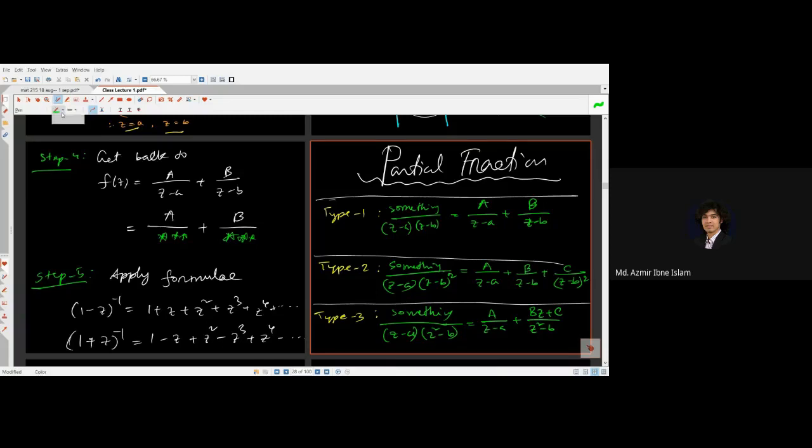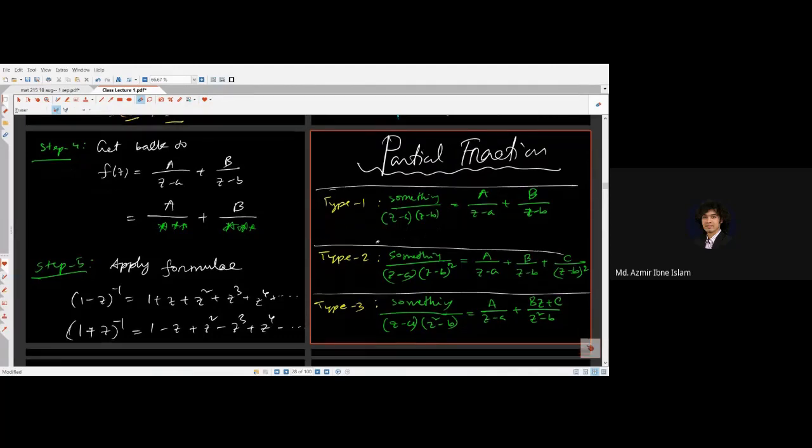The things are looking different, but actually you have done the same thing at your school level. Suppose you have x negative a, x negative b. You write this one as A by x negative a plus B by x negative b. Is that okay? Yes, sir. You can also have a look at your previous studies, so you will get the idea. The method of partial fraction decomposition is important.